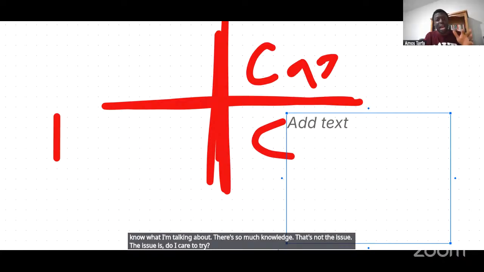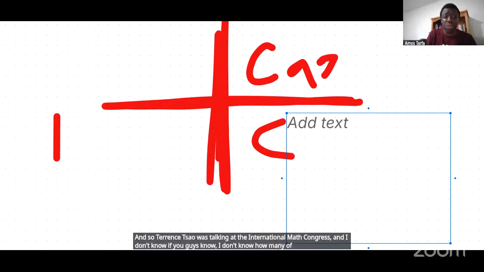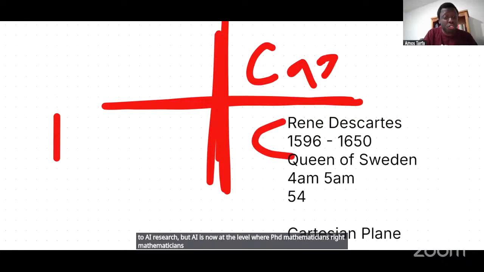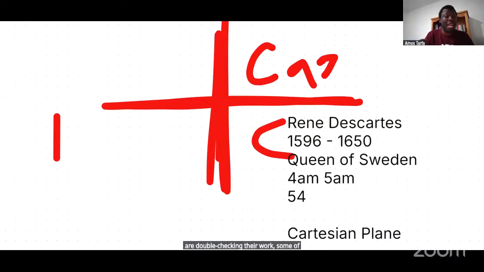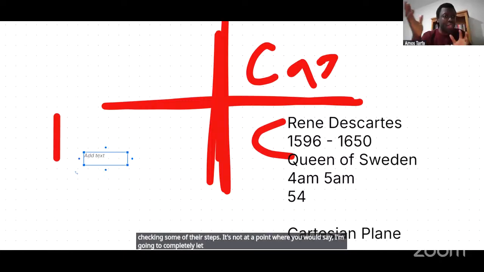And so Terence Tao was talking at the International Math Congress, and I don't know how many of you have paid attention to AI research, but AI is now at the level where PhD mathematicians are double checking some of their work with AI. They're double checking some of their steps. It's not at a point where you would say, I'm going to completely let it do everything for me. But, oh, sorry, I do know how to spell, even though I'm a mathematician.